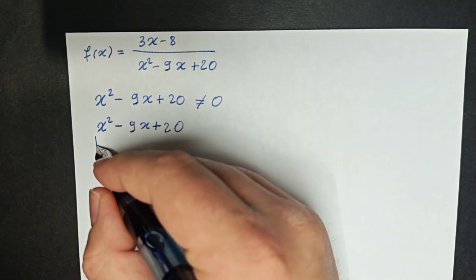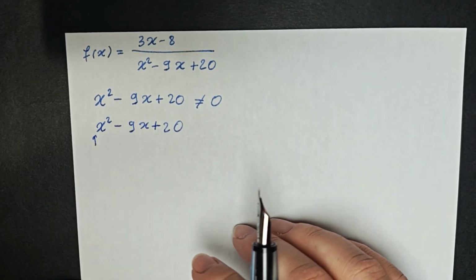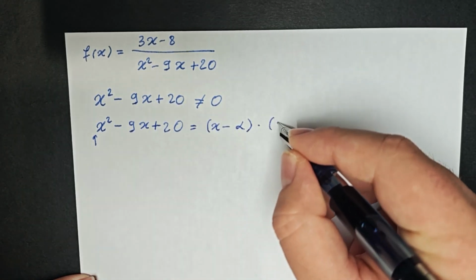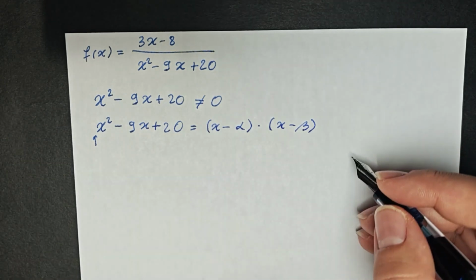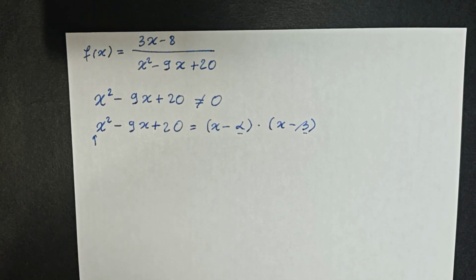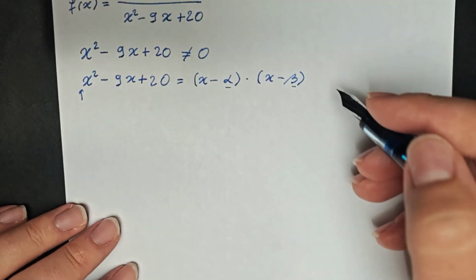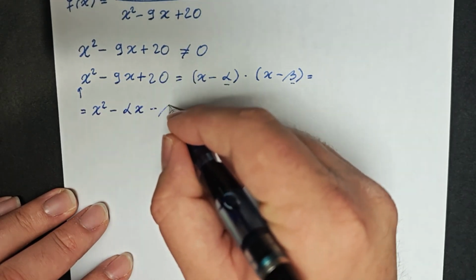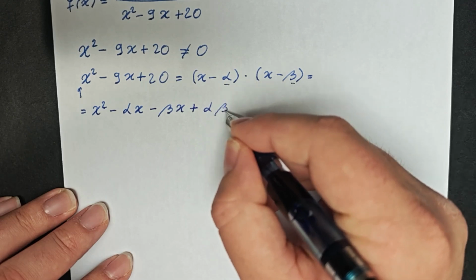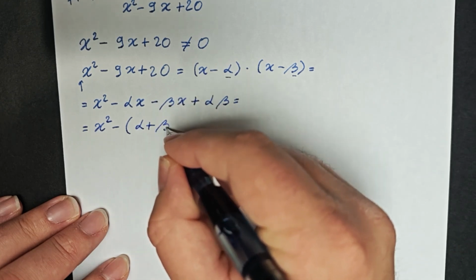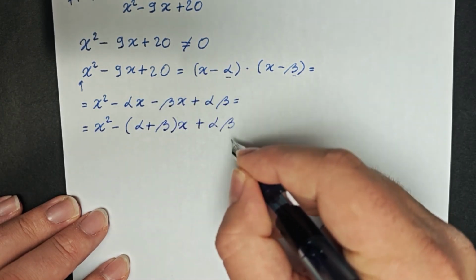The leading coefficient here is 1, as you can see, so we can write this trinomial in the form x minus alpha multiplied by x minus beta. These numbers alpha and beta are those values for x that we are looking for. By expanding these brackets, we get this to be equal to x squared minus alpha x minus beta x plus alpha beta, and that is going to give us x squared minus alpha plus beta x plus alpha multiplied by beta.